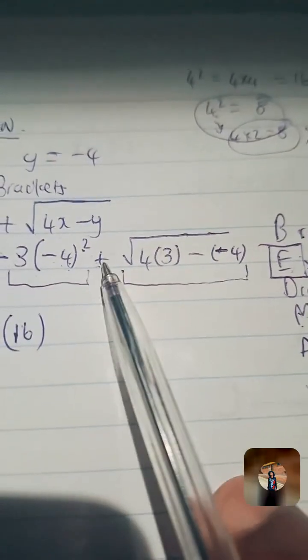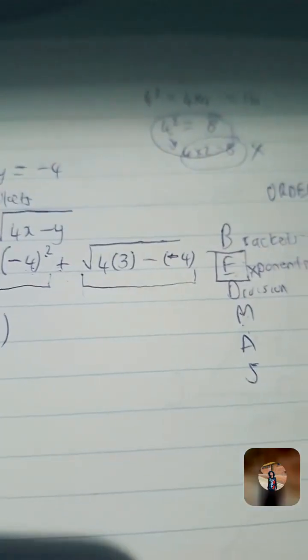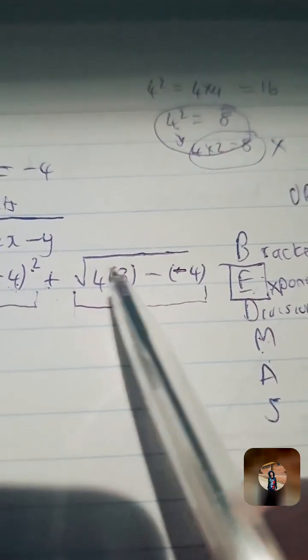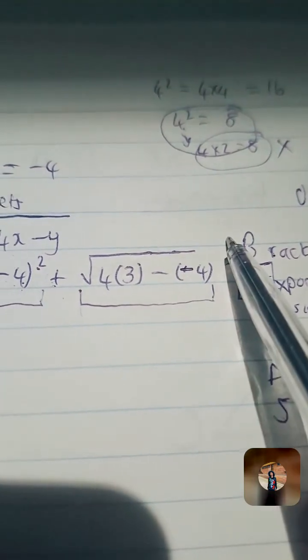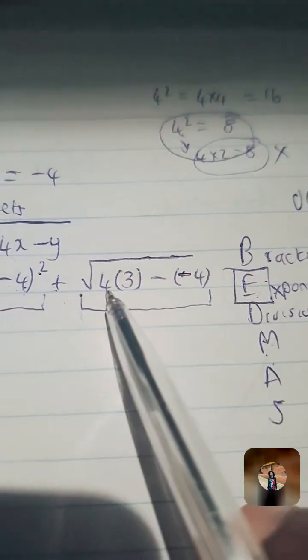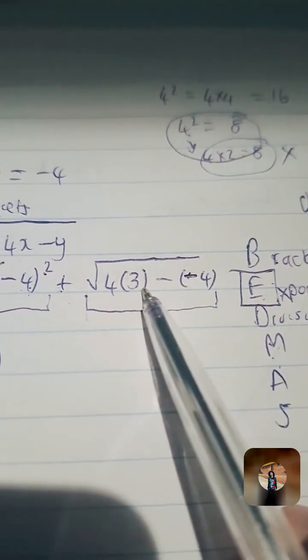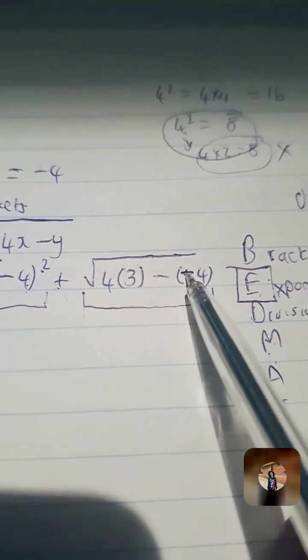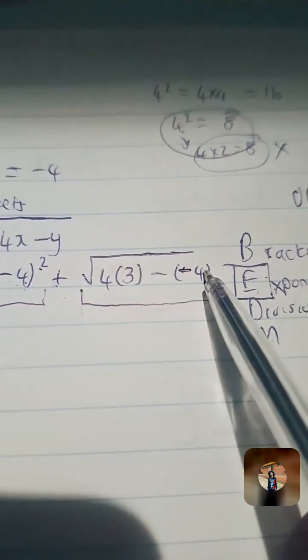Okay, let's go here, the next term. Yes. So the next term here, what do we have there? A square root, all right? And we have 4 times 3, and then we have a negative sign and a negative sign in brackets and 4.